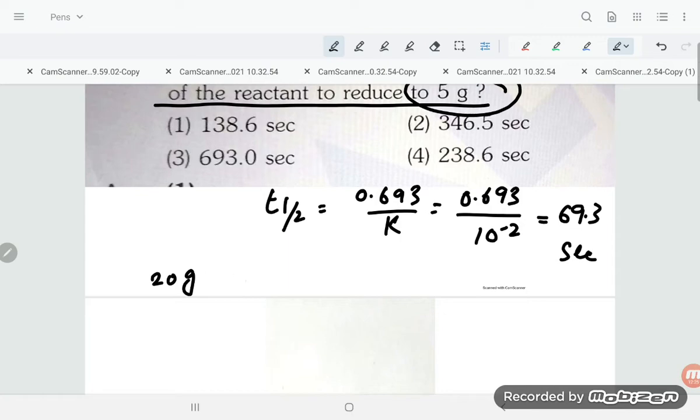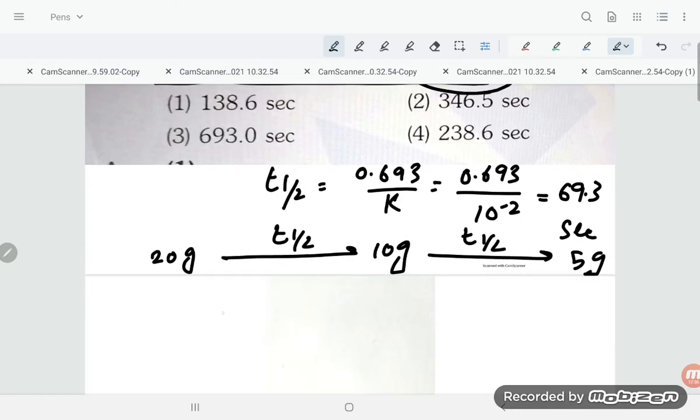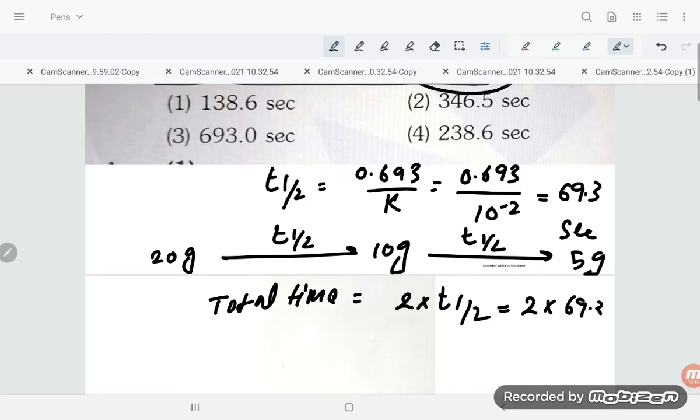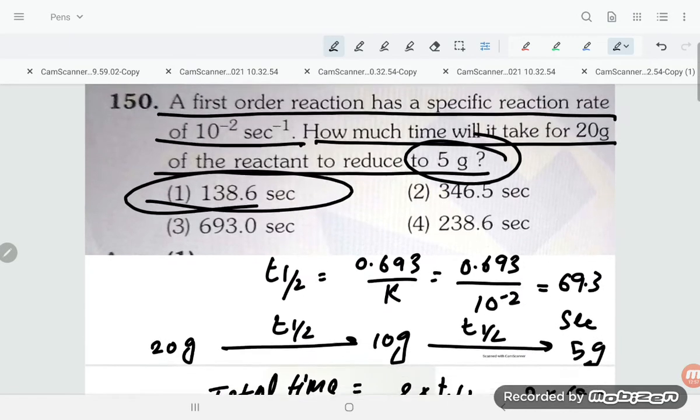20 gram is there, student, so in one T half it is going to be 10 gram. Then again you take T half, it is coming to be 5 gram. So the total time is 2 into T half, so 2 into 69.3, it is coming 138.6 second. So our required answer is 138.6 second.